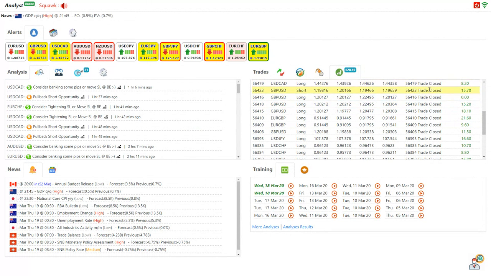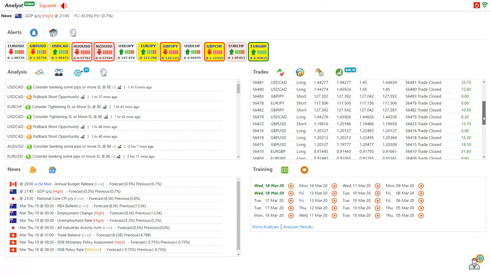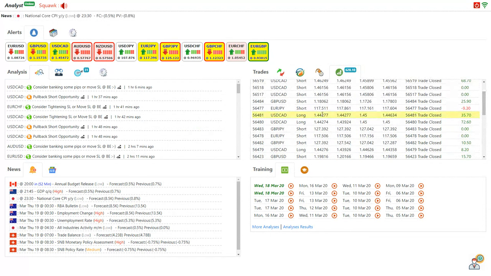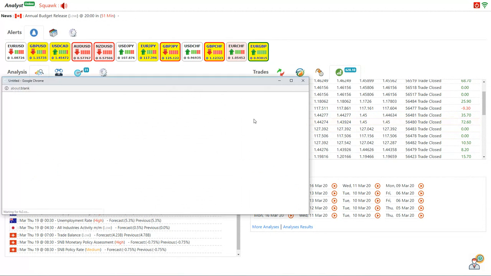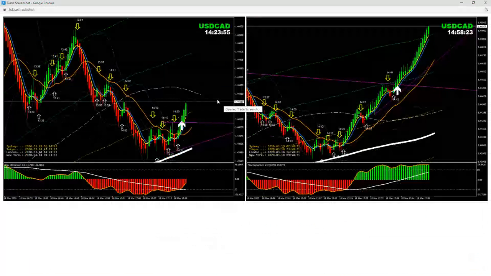So I personally focused today on the dollar CAD, and I banked such good pips. As you can see, for the long trade I banked like 72 pips, and 35 pips, especially at the New York session. And I'm going to show you the trades, not all of them, most of them.